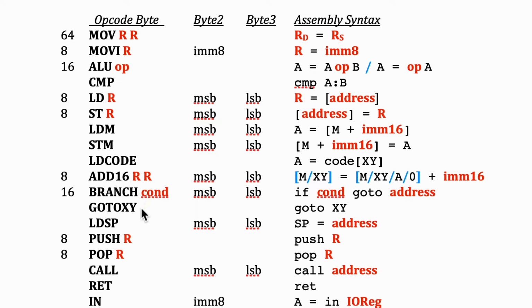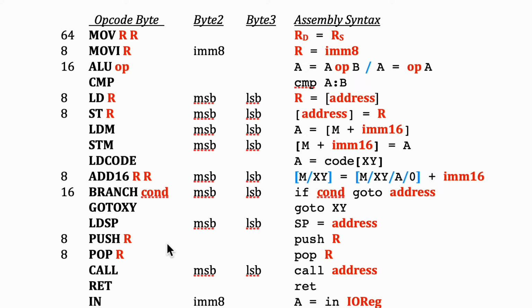Sometimes it's important to compute a target address and then jump to it. This might be useful in implementing a switch statement, for example. Or maybe if you're doing object-oriented programming and you want to implement dynamic dispatching, you would need to jump indirectly. So in the case of the go to XY instruction, the address that we're going to jump to is contained in the 16-bit XY register. And so what this will do essentially is copy the value that's in the XY register to the program counter.